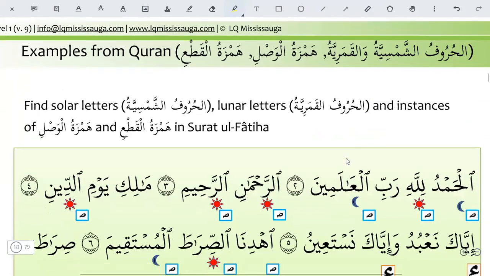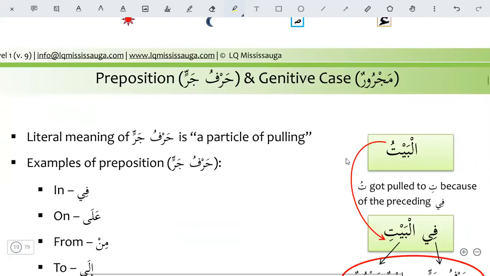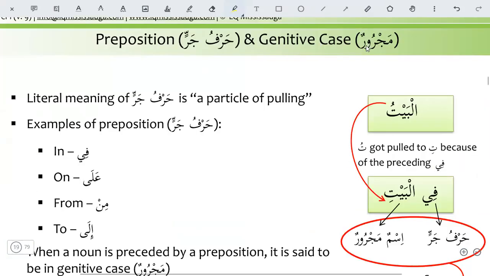Now we learn jar and majroor. What is the jar and majroor? Proposition. We call it harfu jar. The prepositions in English we are very familiar with, and they are words. They are harf. Prepositions are harf. They are not noun. They are not verb. They are harf. They are words. Harfu jarrin.